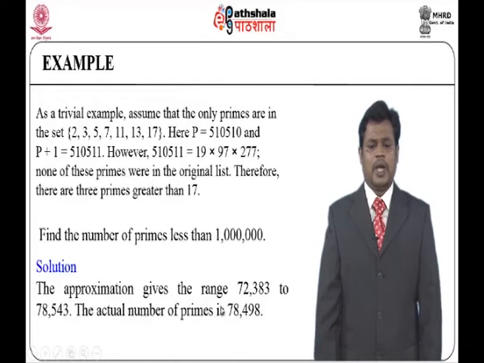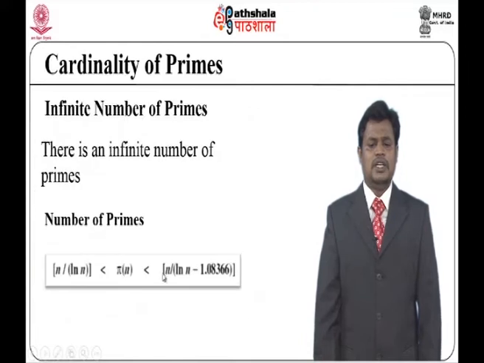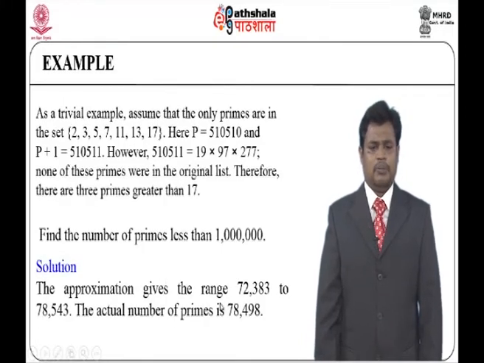The actual number of primes less than 10 lakh is 78,498. So approximately, using this expression, we can get the particular number of primes.